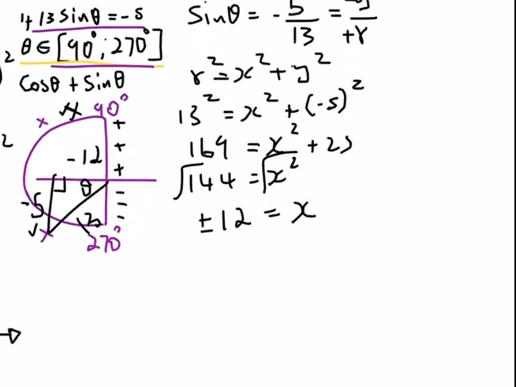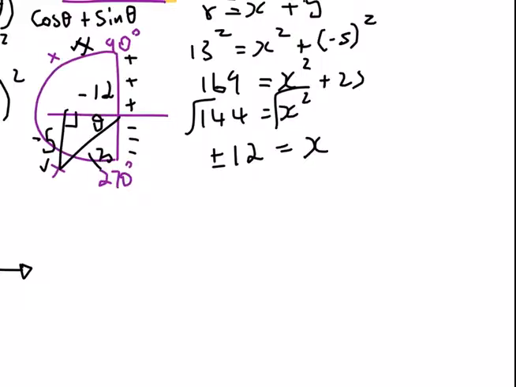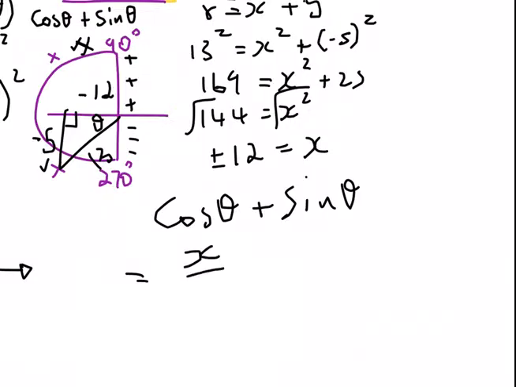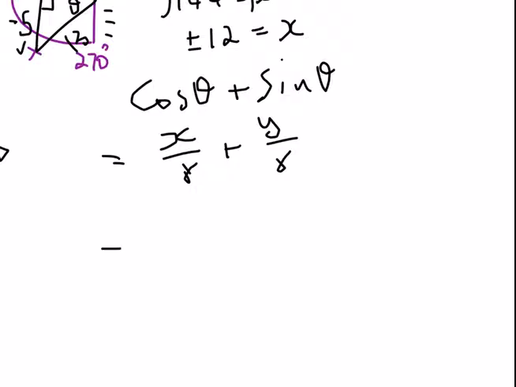Cos theta plus sine theta. So now, cos theta plus sine theta will be equal to, this one is x over r, and then this one is y over r. What is x? We just calculated it as negative 12 over, what is r? R is 13, plus, what is the y value? It's negative 5 over r, which is 13.